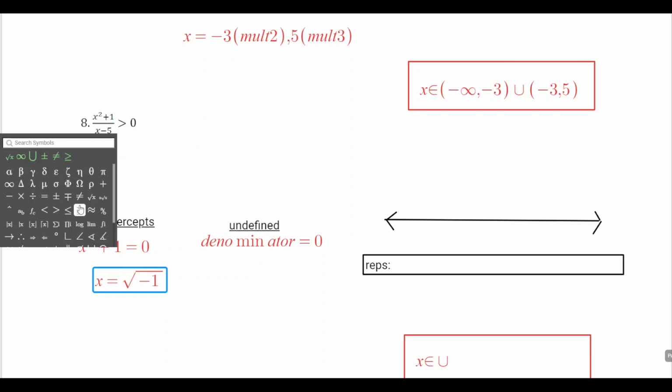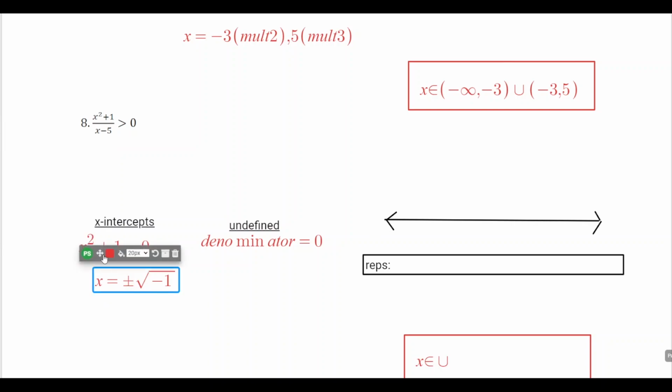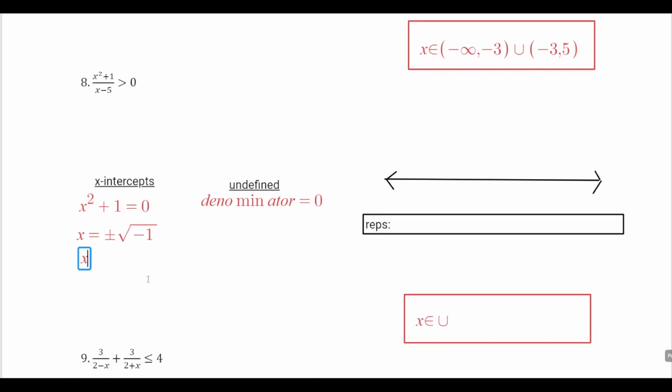Now, this is not going to be a real number here, and we saw this once before where this potentially happens. We do get plus or minus i here. So we get i and we get negative i. But neither one of these are real, so they're not going to be values that we can place on the number line, and so we end up with really no x-intercepts.